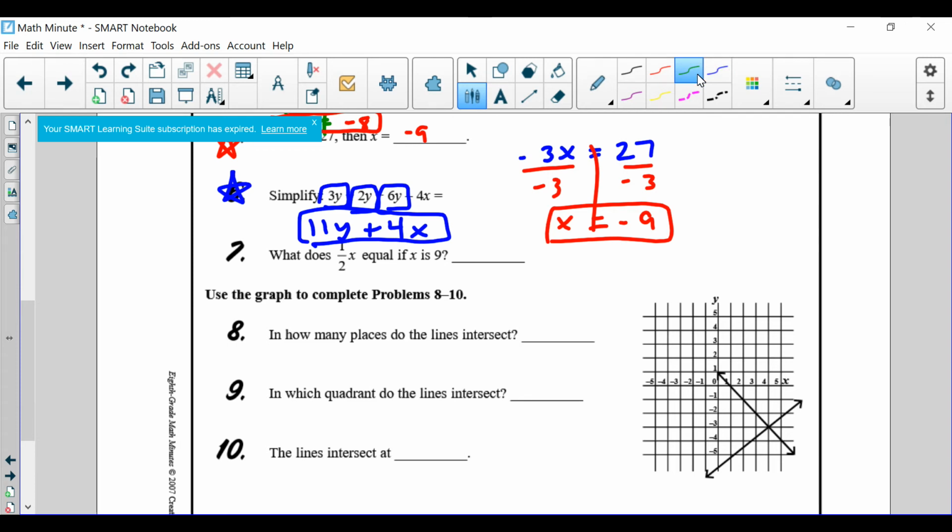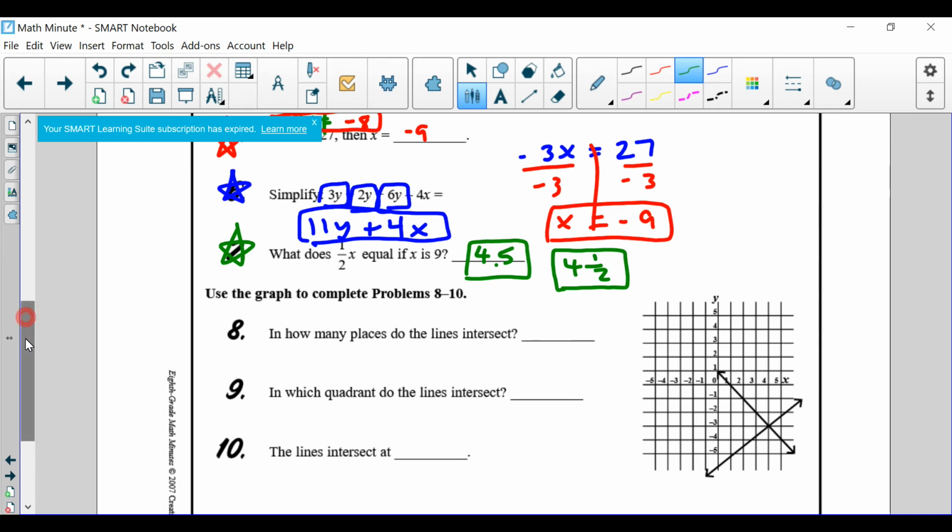Okay, let's go over number 7 now. It says, what does half of x equal if x is equal to 9? So basically it's just saying if x is 9, what's half of 9, right? So what's half of 9? Well, think about $9 cut in half. $8 cuts it evenly with 4, but that remaining dollar gets cut in half, and half of a dollar is 50 cents. So it's actually going to be 4.5, or you can say 4 and a half. Both are correct answers.